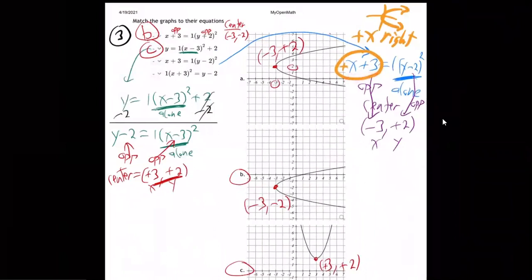Which one goes to the right? Well, you think B does, but B's got the wrong center. It's A. He's got the right center, -3, 2, and he's going to the right. So that one is A.